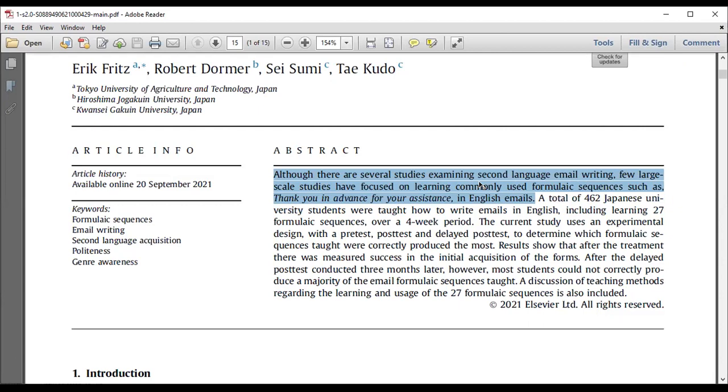Number 1 appeals to importance. Number 2 appeals to popularity. Number 3 appeals to newness. And number 4 appeals to problematicity. Is it a problem or not? Is it new or not? Is it important or not? Is it popular or not? Although there are several studies, do you think several studies is popular?